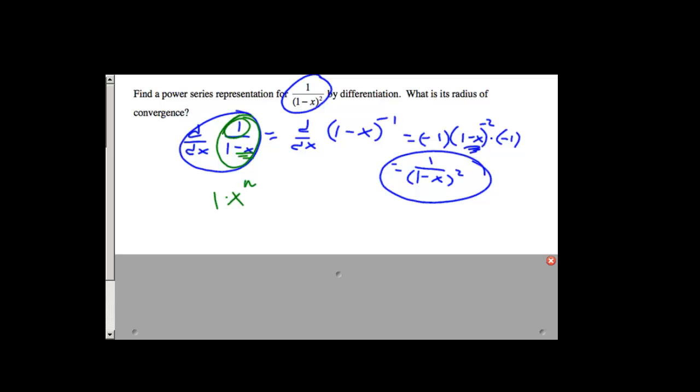That's what 1 over 1 minus x is. But we want to find the derivative of that, because the derivative of this is, well, these two are equal. So the derivative of the sum of x to the n should equal 1 over 1 minus x squared. And I'm ignoring an important piece of this. We're talking about the sum from n equals 0 to infinity.